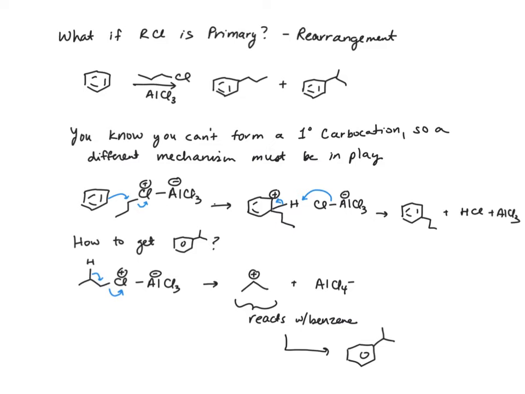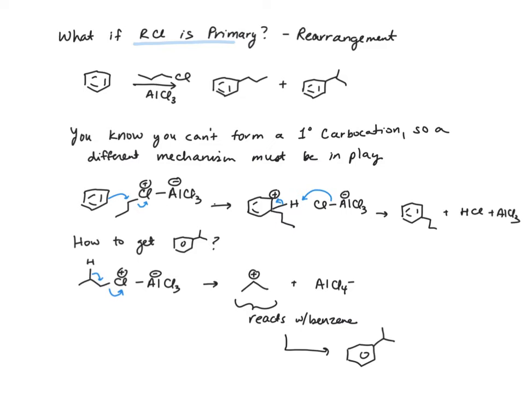But what if the alkyl chloride is primary? Then we get a different outcome. Here we have a 1-chloropropane, and while we do see a propyl group in the product, we also see an isopropyl group in the product. How does this happen? Well, you know that you can't form a primary carbocation, so a different mechanism has to be in play when we install the primary carbon directly attached to the benzene ring.